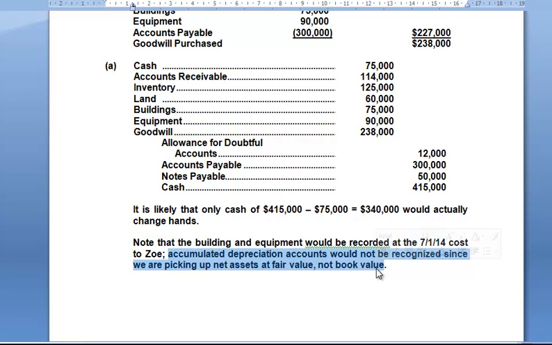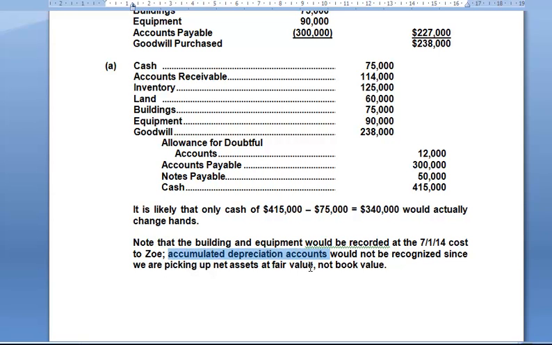Why? Because you didn't calculate that accumulated depreciation. You're not picking up carrying value, you're picking up fair value. So if you've assumed that the fair value of the building and the equipment in this case happens to be the same as the carrying value, then you're going to take that fair value and you're going to amortize or depreciate it over its remaining useful life. But you don't pick up the accumulated depreciation accounts that Saria had, because you didn't depreciate that. You pick up everything that you calculate.